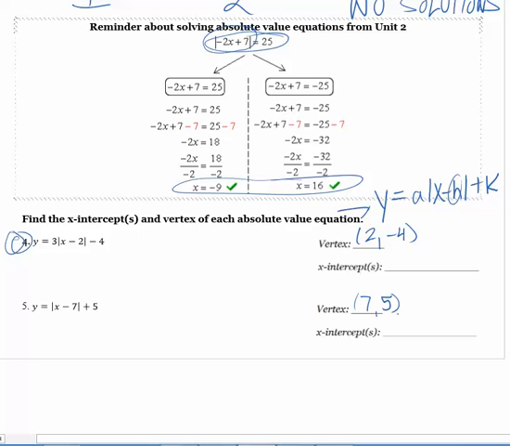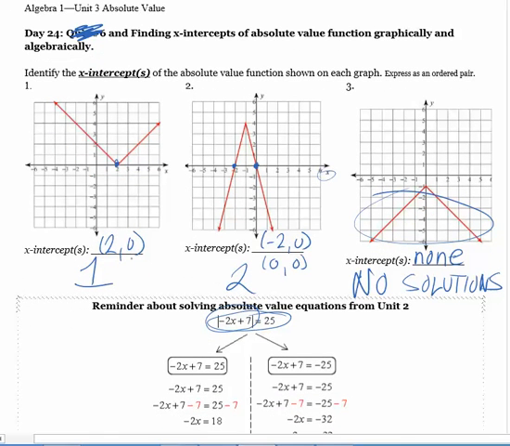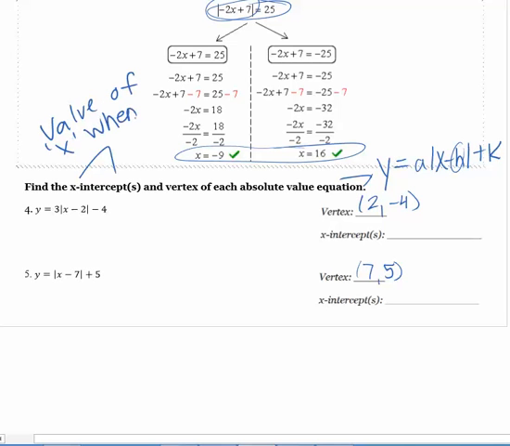Now to find the x-intercepts algebraically, we're going to be substituting in a value for y. Let's refer back to 1, 2, and 3, or 1 and 2 especially. You'll notice our y value for all of these x-intercepts is 0. So our x-intercept is the value of x when y is 0. So we're going to be substituting 0 in for y and then solving for x. So for number 4, 0 equals 3 times the absolute value of x minus 2, minus 4. Keep in mind we'll be substituting in 0 for y for all of these.